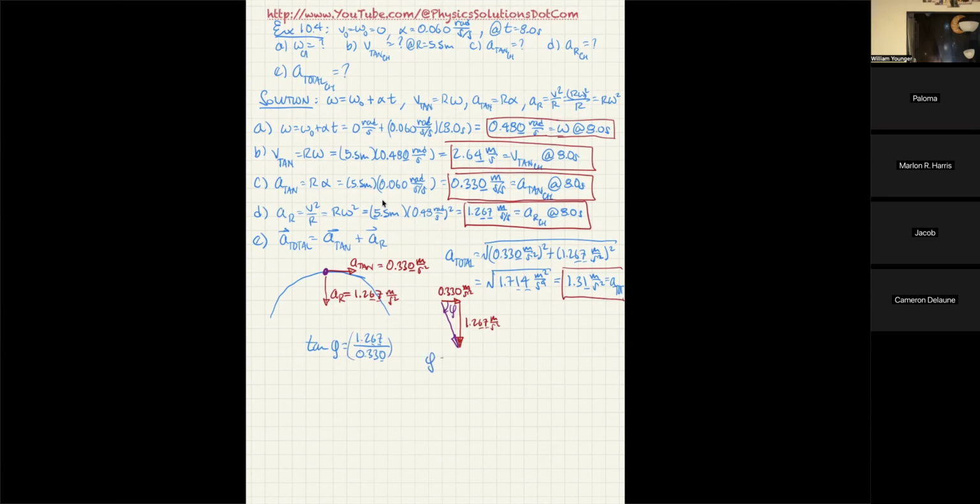Therefore, phi is equal to the tangent inverse of 1.267 divided by 0.330, which should only give us two sig figs. So if I just say shift tangent inverse, parenthesis 1.267 divided by 0.33, that gives me 75.4 degrees.